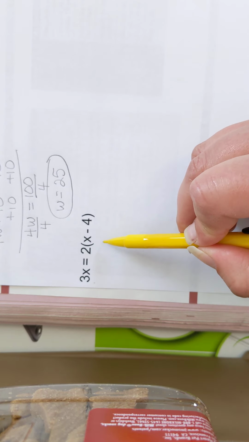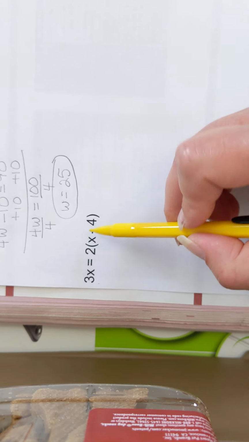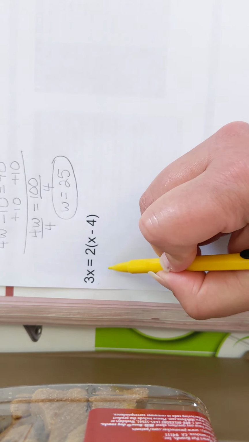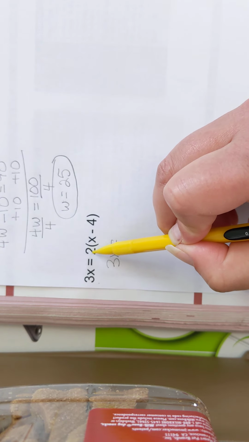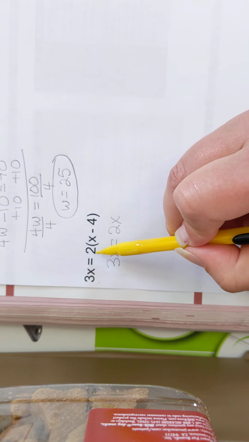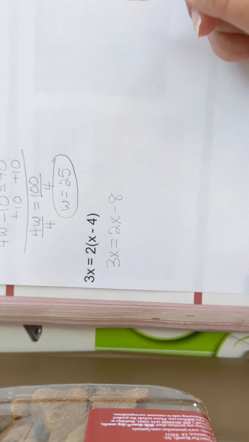Okay, let's look at this last one. 3x equals 2 times, in parentheses, x minus 4. So I know that I have to do this multiplication before I can solve. So my 3x stays the same. So 3x equals, let's distribute. 2 times x is 2x. 2 times negative 4 is negative 8.